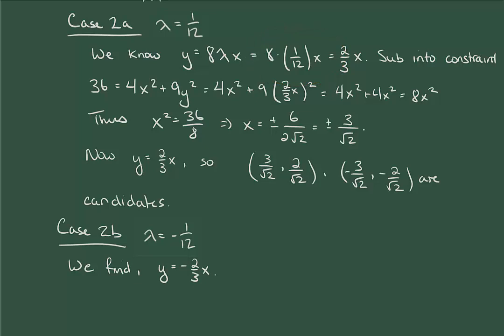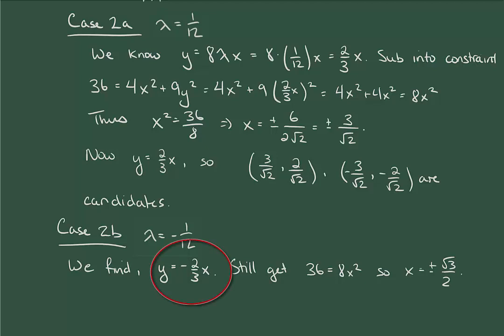And then looking even further down, if we look at what's going to happen when I plug this into the constraint function, you can see I'm going to get negative 2/3 x squared, and that minus sign is just going to disappear. So I'm going to get exactly the same answer. I'm going to get 36 is equal to 8x squared. And so we can conclude that x is the same possible collection of points, plus or minus root 3 over 2. But this time I have to use the fact that y is equal to negative 2/3 x.